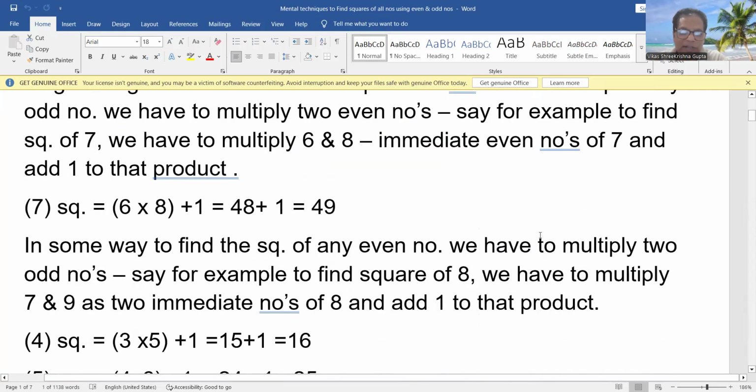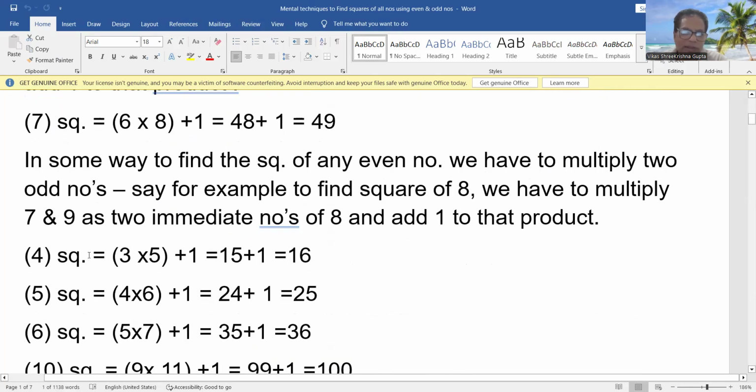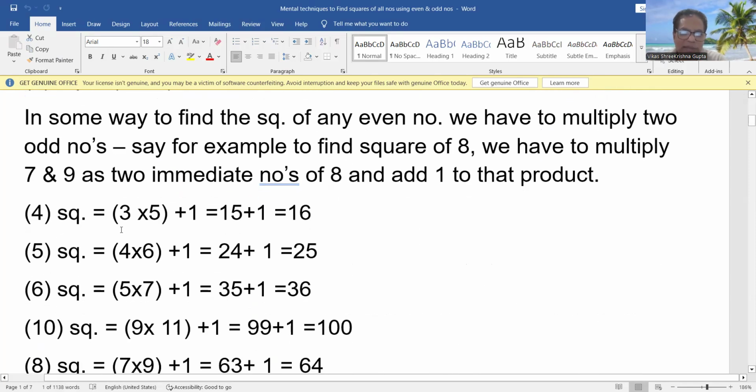What is the technique? You multiply the neighboring numbers of the number whose square you have to find. You have to find the square of 7. 7 being an odd number, you multiply the neighboring numbers 6 and 8 and then add 1 to that number. So 6 into 8 is 48. 48 plus 1 is equal to 49. In the same way, suppose I have to find 4 square. Now 4 is an even number. So the neighboring numbers are 3 and 5. So 3 into 5 plus 1, that is 15 plus 1, 16.